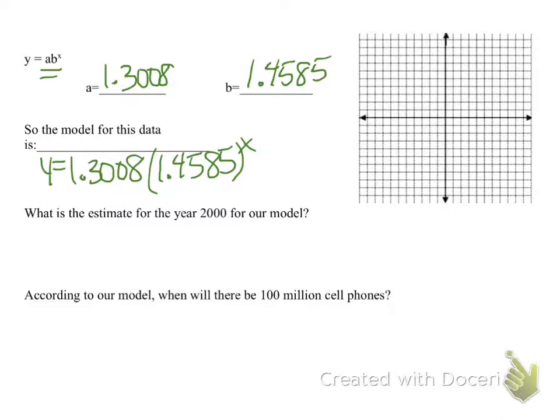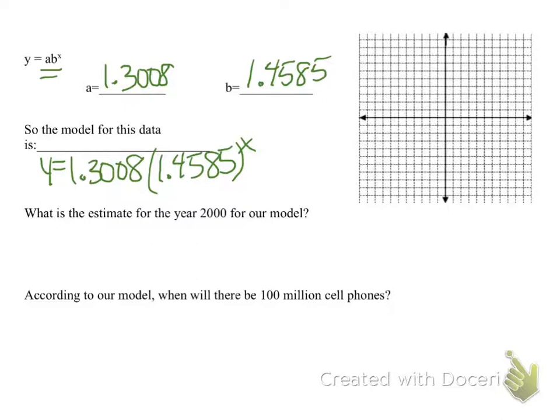1.3008 times 1.4585. To raise to the power, you're going to use the button right above the divide sign, right below the clear sign. It's the caret. And you're going to raise it to the x power, and the x button is in the second row in the second column, right next to the alpha button. So go ahead and enter that equation into your graphing calculator.